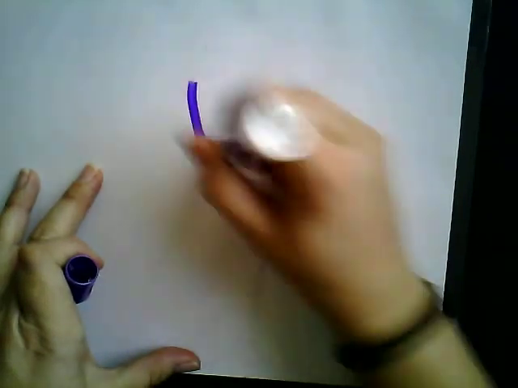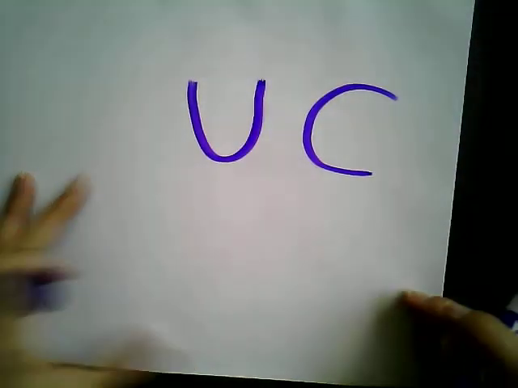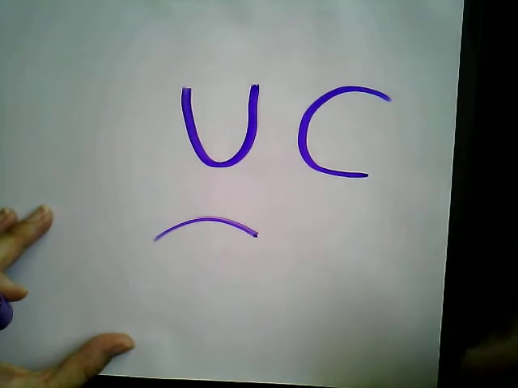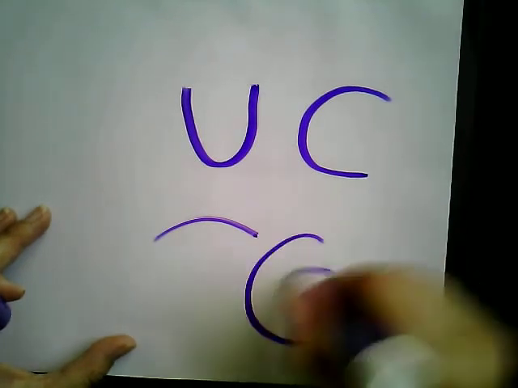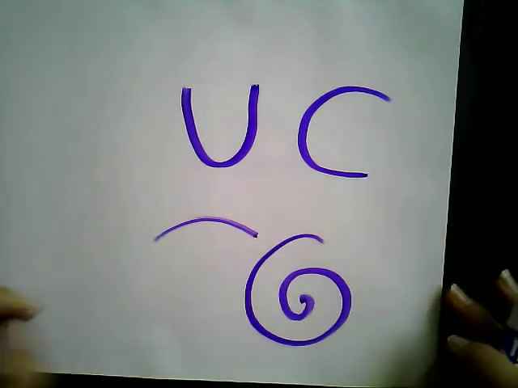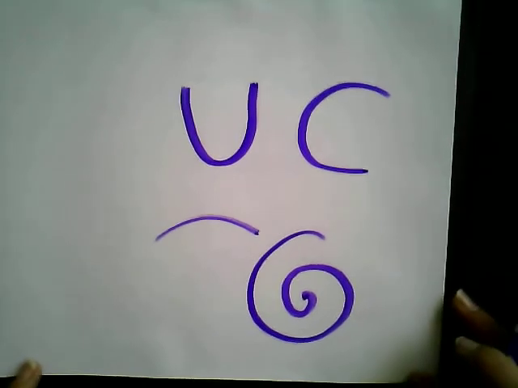Can somebody show me with their hands, with their finger, what a curved line looks like? Like a U. It could be like a U. Or a half C. Yep. It could be like this. It could be like this. It could be like this. It could be like this, like a spiral. So these are all examples of curved lines.